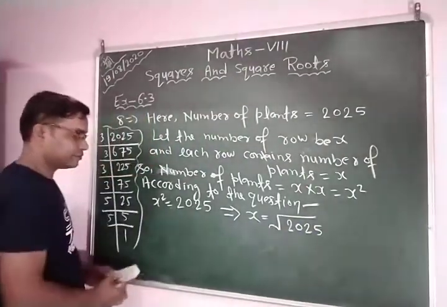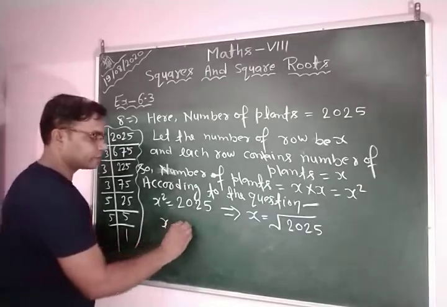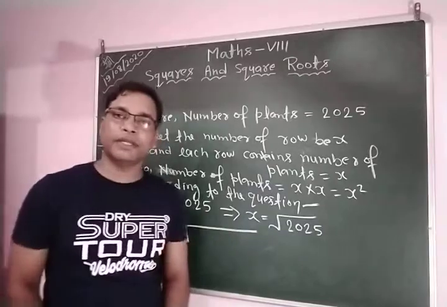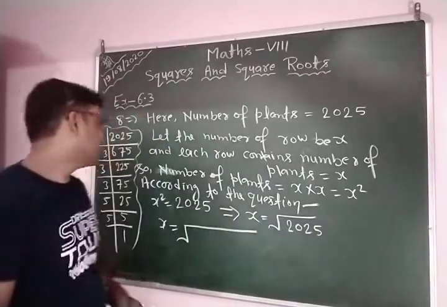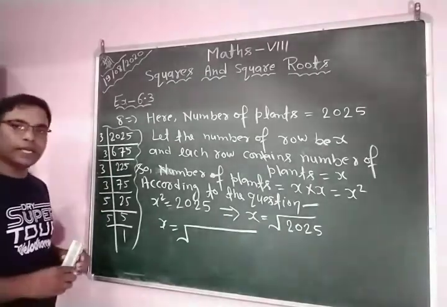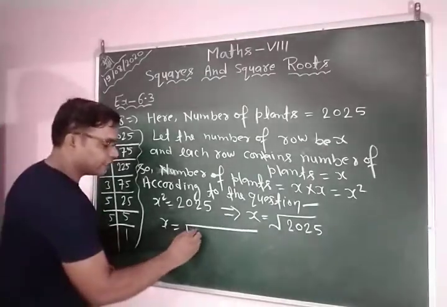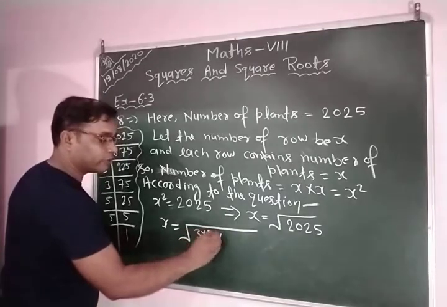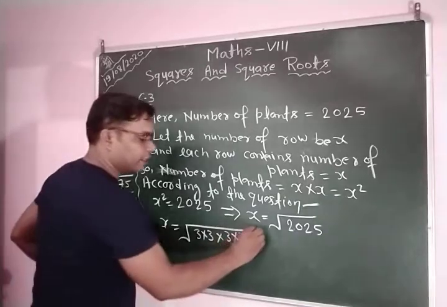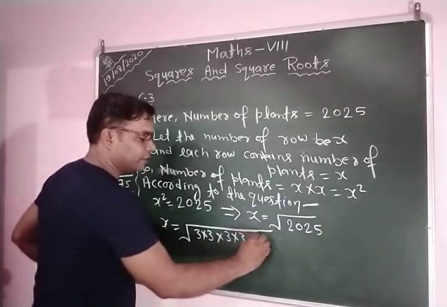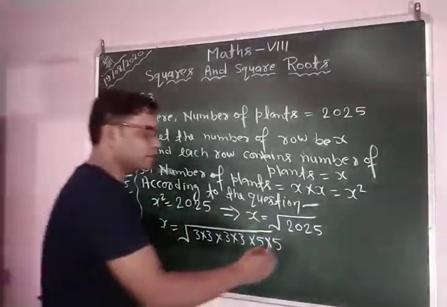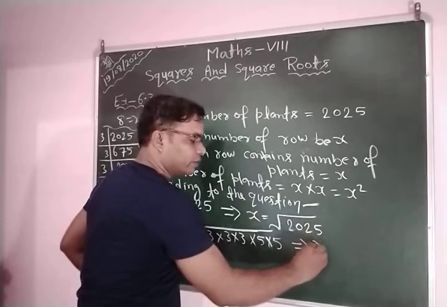You can write here x is equal to the square root of 2025. We can express 2025 as a product of prime factors. The prime factors of 2025 are 3 times 3 times 3 times 3 times 5 times 5. So you can write 3 into 3, this is the first pair of 3, again 3 into 3, this is the second pair of 3, and again 5 into 5. Okay, so we need to find the square root of 2025.